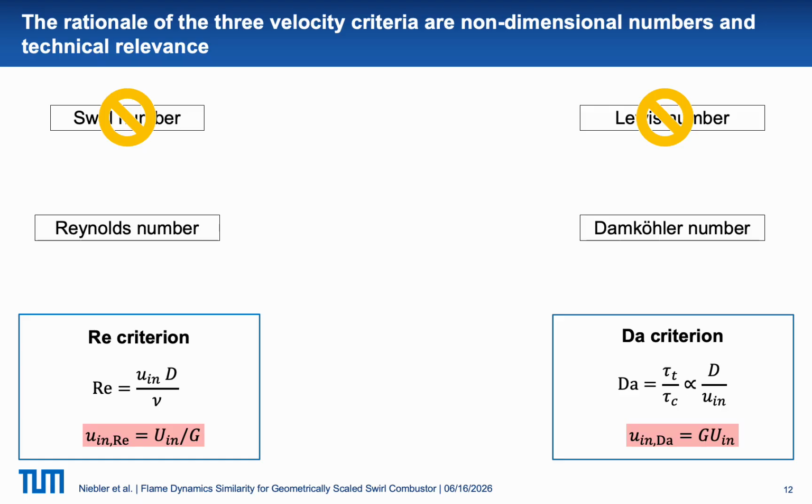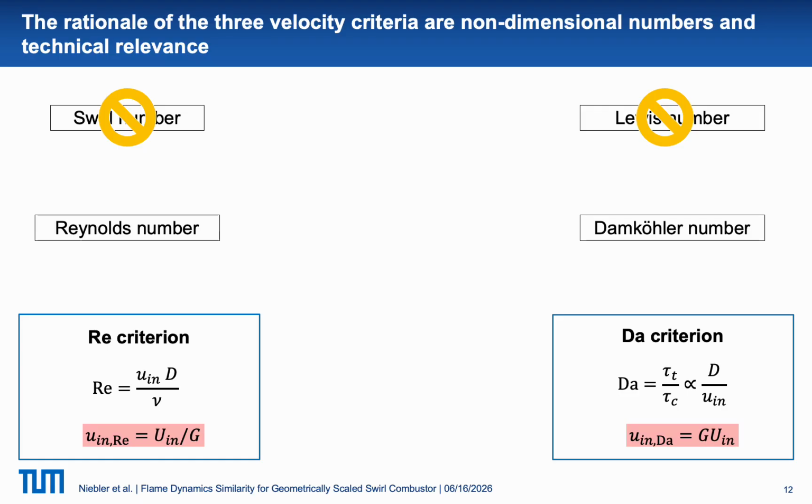Again, we start with the Reynolds criterion. That means our velocity, and this is the same as shown before, scales inversely proportional to our geometry. On the other hand, if we want to control the Damköhler number just by velocity, what do we need to do? We just scale the velocity proportional to our geometry, in the end to ensure that the residence times are kept constant.